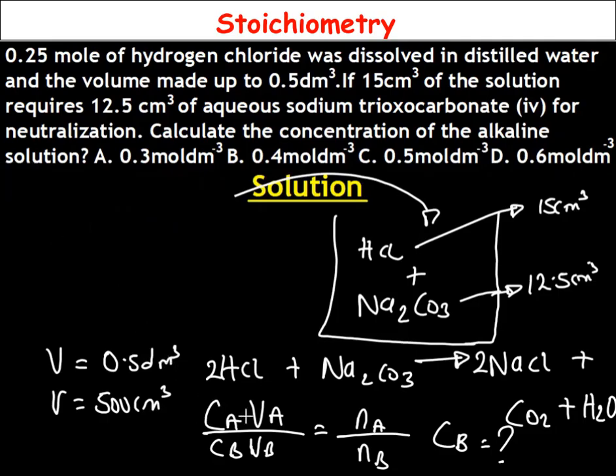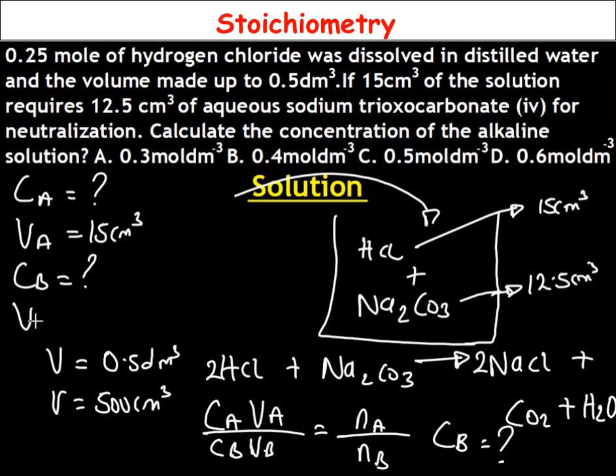Good. Then Ca, the concentration of the acid, was not given to us in the question, was it? No. So write down question mark. The volume of the acid that reacted with the base is 15 cm cube, right? So it's equal to 15 cm cube. The concentration of the base is what we're asked to find, the concentration of the alkaline solution. So Cb is equal to question mark. The volume of the base directly with the acid is 12.5 cm cube, so equals to 12.5 cm cube.